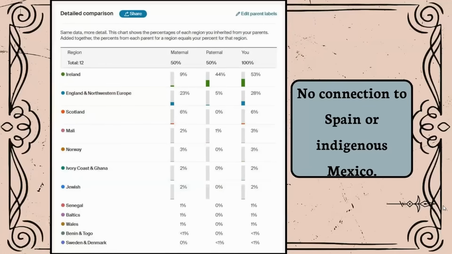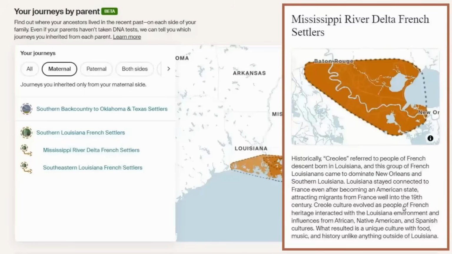Looking at her ethnicity estimates, there are no connections to Spain or indigenous Mexico, but we do have some to various African countries. It's such a small percentage that that makes me think that you're going to have multiple generations of people who are Creole of color, so they are considered mixed race, which I'll get into in a moment.